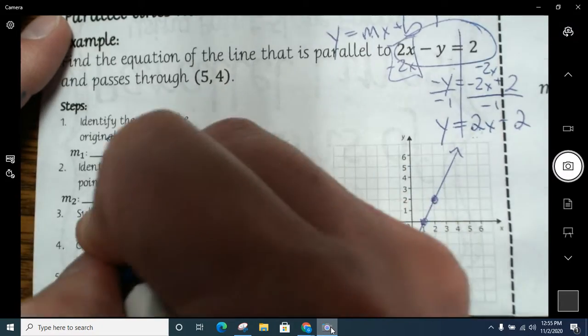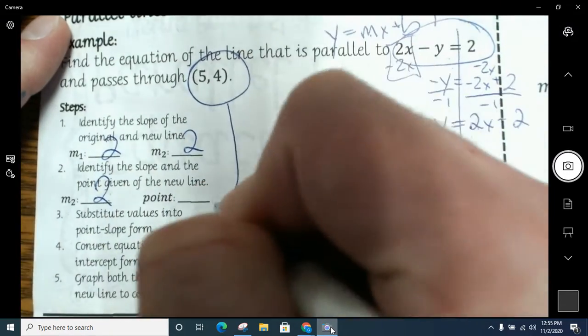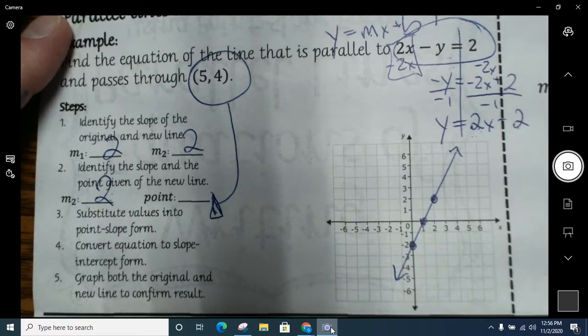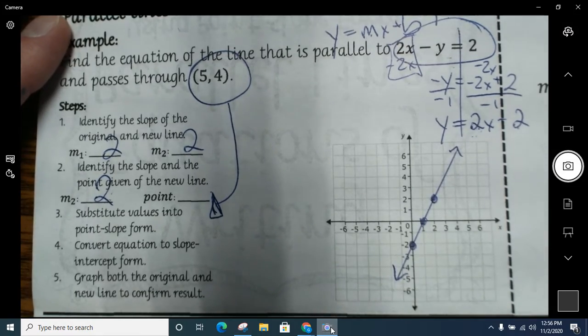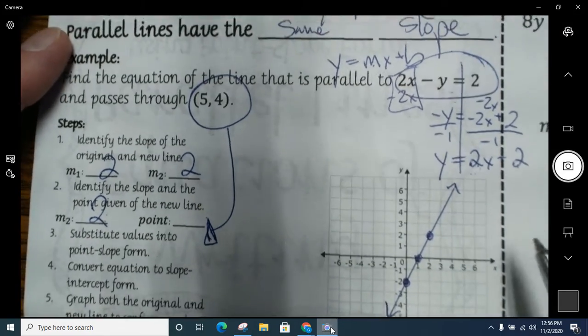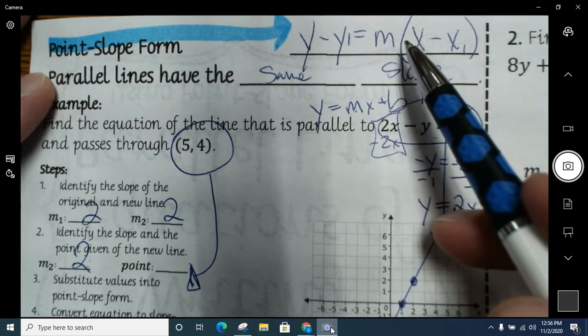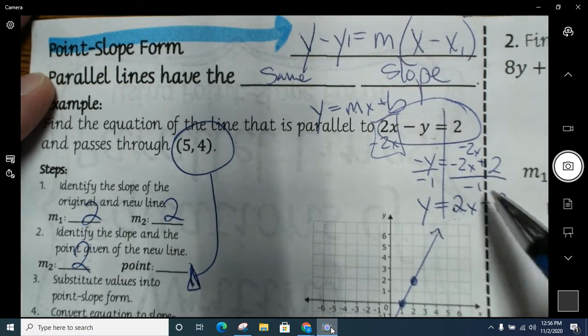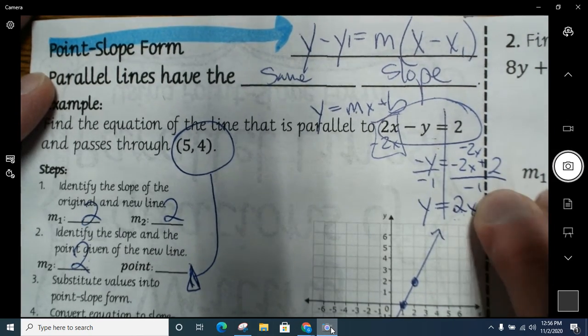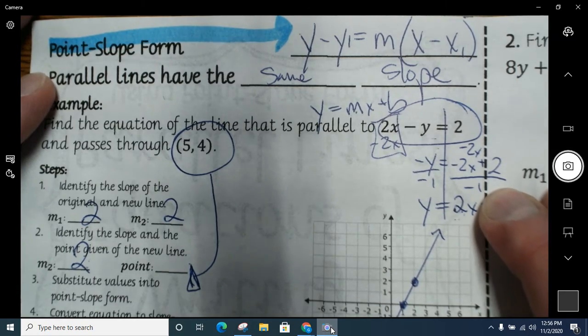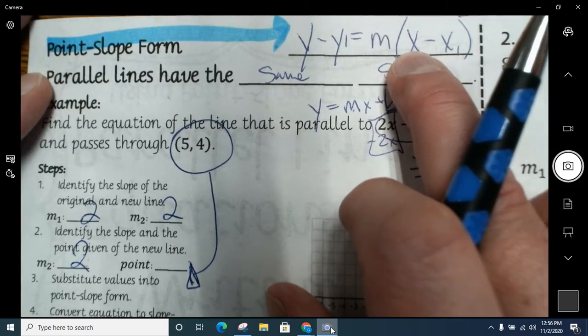And again, our new line has a slope of 2, but we're going to use this point here, 5, 4, to make that equation. So to make that equation, we're going to go back up here. I'm going to kind of use this business here. I'm not worried about the y-intercept. That is not important. It is the slope that's important, that 2. And that'll lead us into this equation.